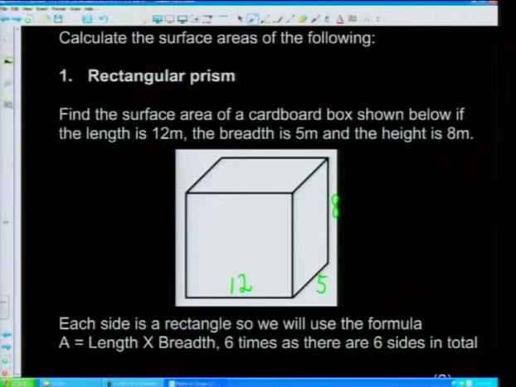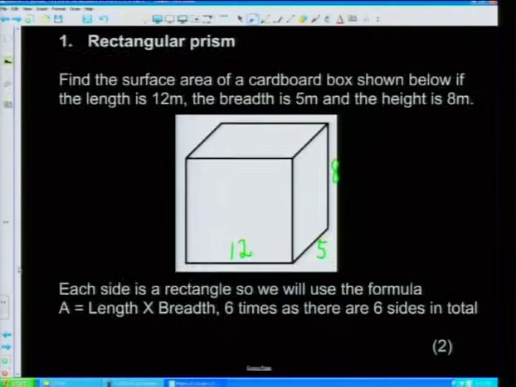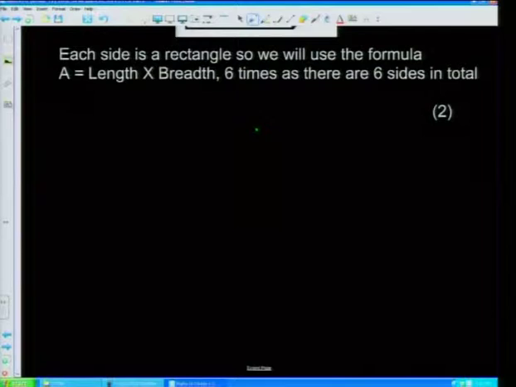Each side is a rectangle, so we will use the formula area is length times breadth 6 times, as there are 6 sides in total. Okay, so let's do this. I'm going to find us some more pages here, and away we go.